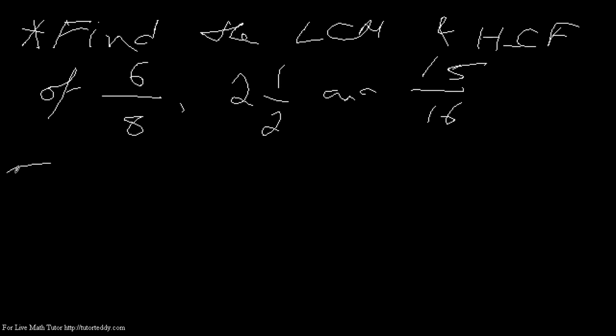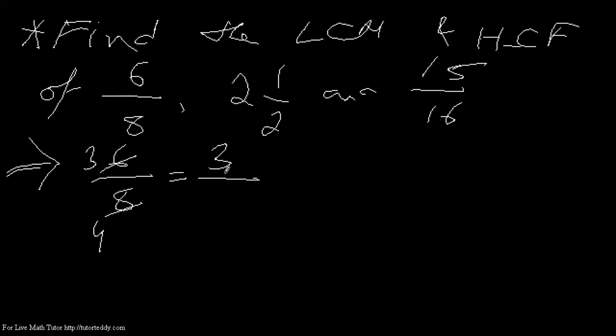So when I'm getting these fractional numbers, let me check whether they are in their lowest terms or not. The first number 6 by 8 is not in its lowest term. I can reduce it further by cancelling the numerator and denominator. Both are divisible by 2. So 3 to the 6, 4 to the 8, and I can't divide any further by their common factors. So the lowest term will be 3 by 4.